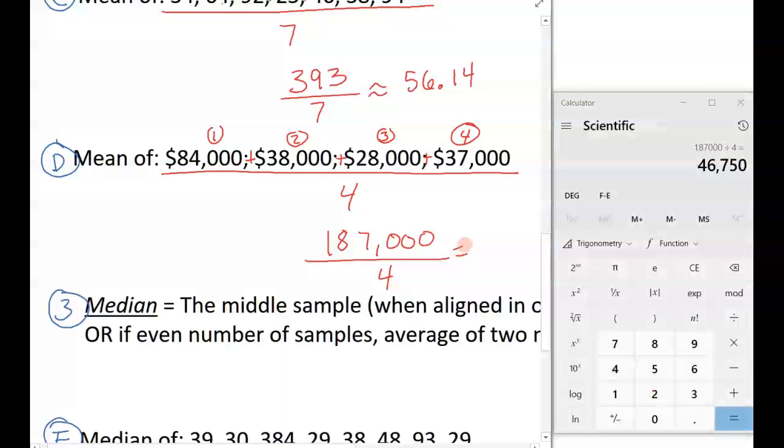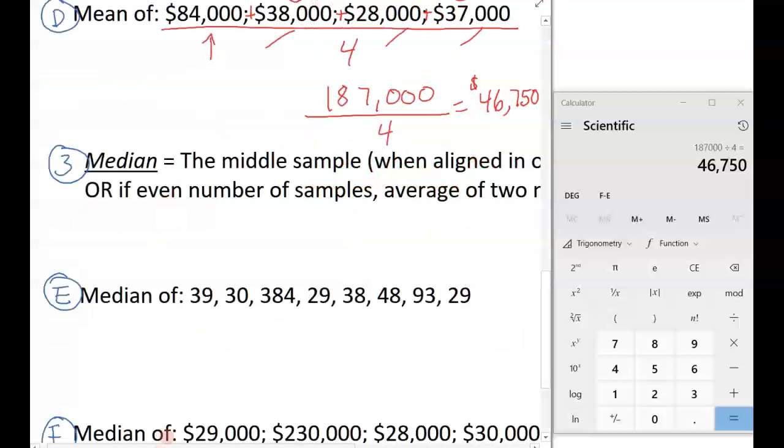And we get about 46,750. Okay, now that 46,750, that is higher than 3 of these 4 employees. So is it fair to say, for instance, that most of these people make about 46,000? Not really. Most of them make under 40,000. This one person, maybe a manager, makes more, and that throws off the average. That's why a mean alone is not always the best way to look at numbers that affect populations.